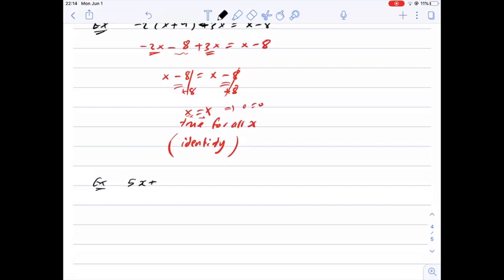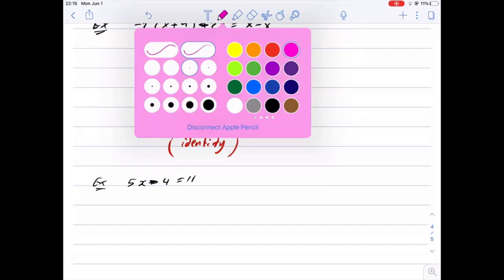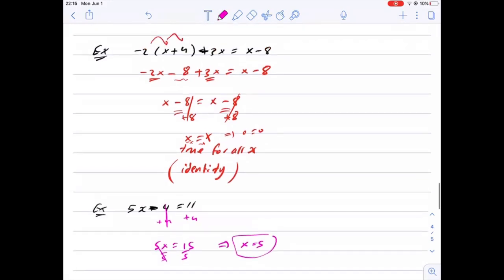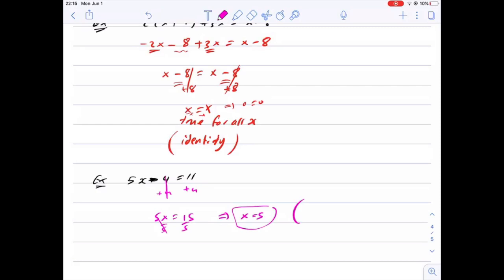If we have 5x minus 4 equals 11, now let's add 4 to both sides. We get 5x equals 15, and then we divide both sides by the coefficient of x. We get x equals 3, and that means we got one solution. This is called conditional.